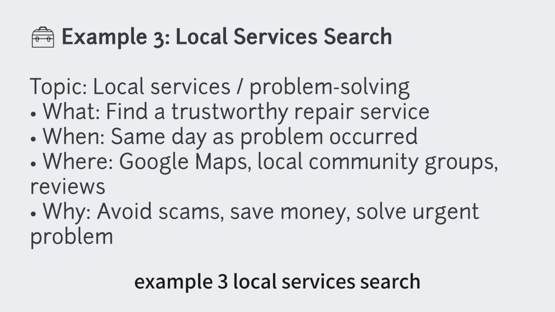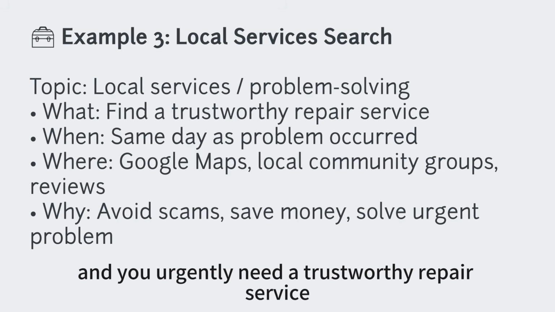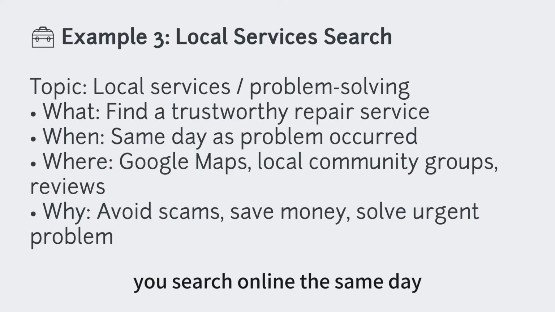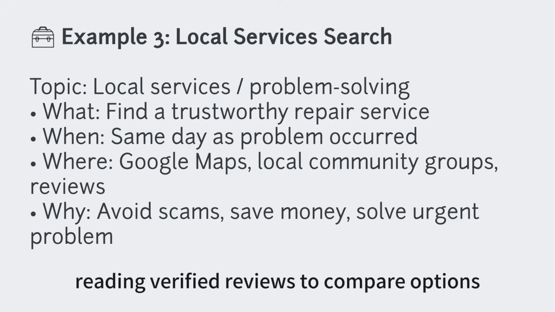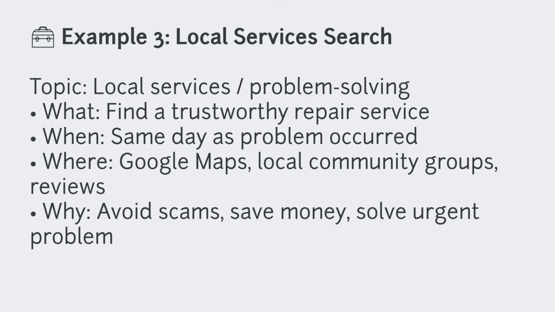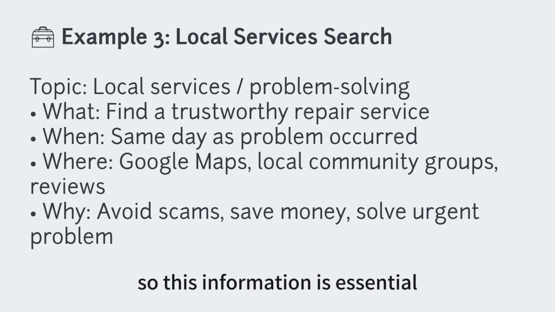Example 3. Local services search. Imagine one day your washing machine suddenly breaks, and you urgently need a trustworthy repair service. You search online the same day, using Google Maps and local community groups, reading verified reviews to compare options. You want to avoid unreliable services and save money, so this information is essential.